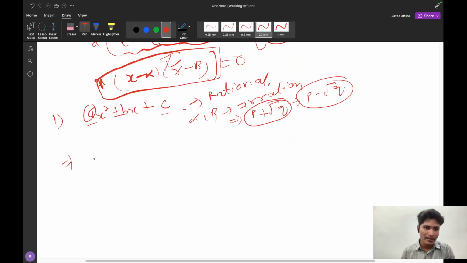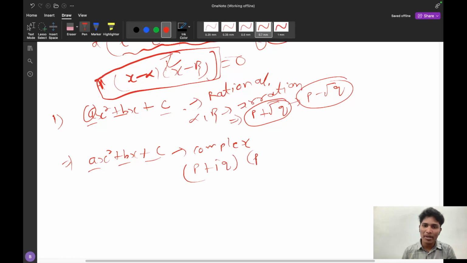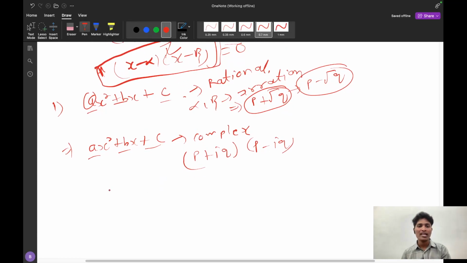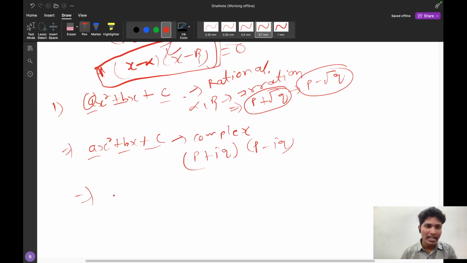And the next case: if ax square plus bx plus c has real coefficients, then a complex pair will occur. That is, p plus iq is one root and p minus iq is the other. Yes.